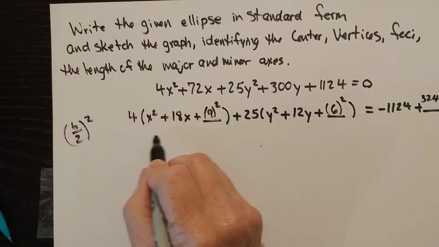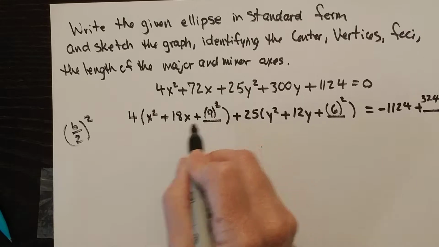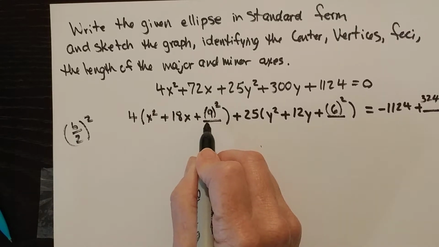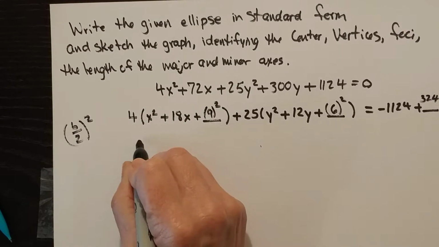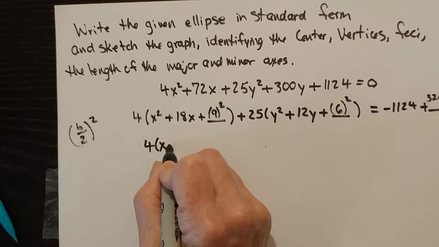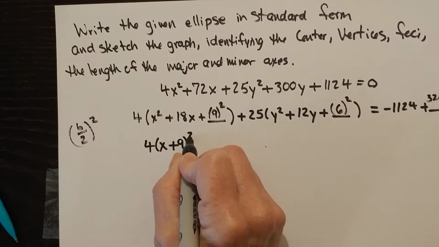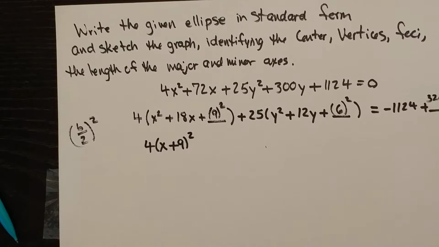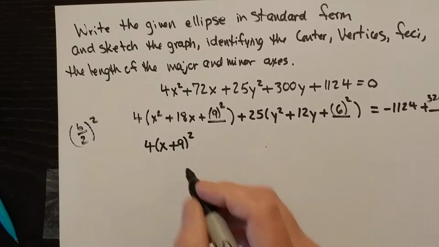Now we're ready to rewrite or factor this x squared plus 18x plus 81. And when we factor this, it will factor into a perfect square trinomial because we put the special term in there that made this happen. So if you want to check this, you can multiply x plus 9 times x plus 9, and you'd find that this is equal to x squared plus 18x plus 81. So this factors into this.